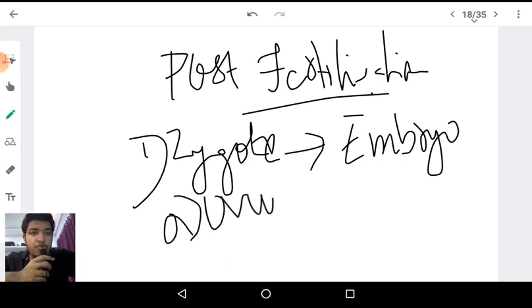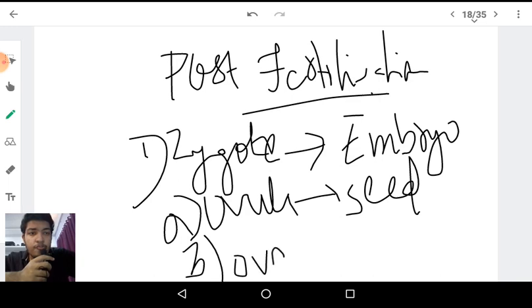Ovule gets converted into seed, and ovary gets converted into fruit. So this can be asked in the examination.